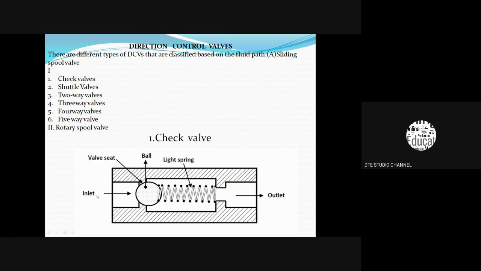Whenever a fluid is made to pass through this port, because of fluid pressure acting on the ball, it moves and the spring is compressed and the inlet port is opened. When the inlet port is opened, then fluid flows through the outlet and to the actuator. So it is allowing fluid only in one direction. Whenever the fluid is made to flow in reverse direction, the ball closes the pressure port and automatically the flow is prevented. That's why a check valve is a non-return valve. It allows fluid only in one direction.